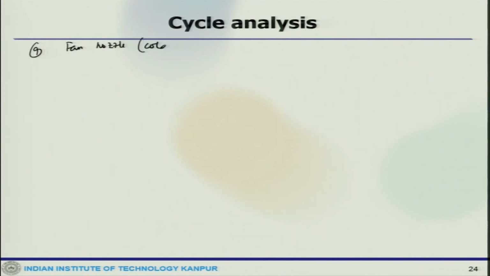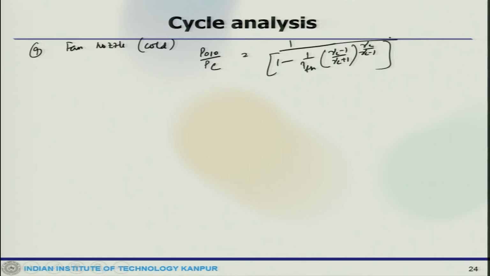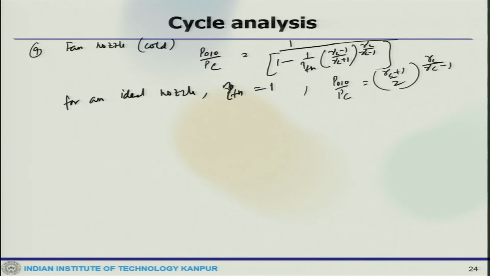or one can say the cold nozzle, where the critical pressure also has to be checked, where P naught 10 by Pc equals 1 / (1 - (1/eta_fan nozzle)((gamma_c - 1)/(gamma_c + 1))) ^ (gamma_c/(gamma_c - 1)). Again, for an ideal nozzle, eta_fn would be 1, so Pc becomes ((gamma_c + 1)/2) ^ (gamma_c/(gamma_c - 1)).